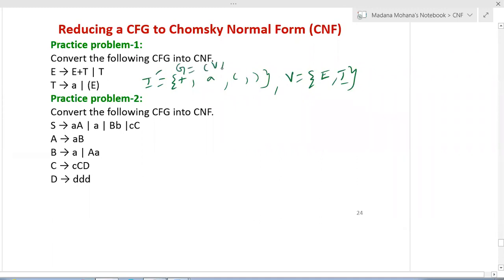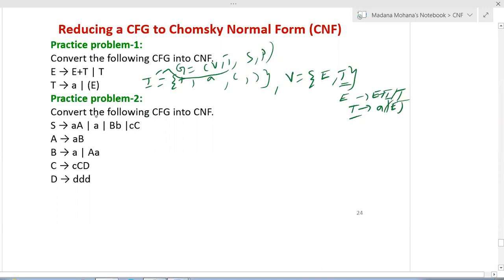G equal to V, T, S, P. So this is the T, but this T is nothing but the production. E derives E plus T or T. T derives a or E within brackets. So this T, both are different. Don't confuse them here. Now you can convert this grammar into CNF.